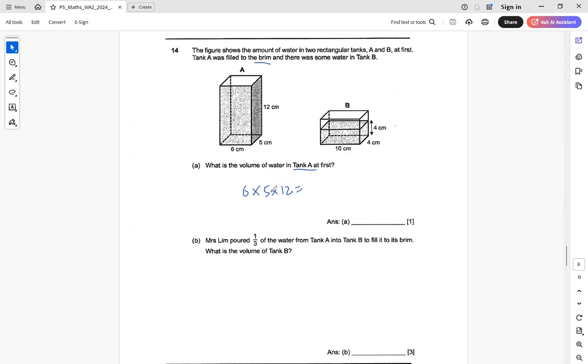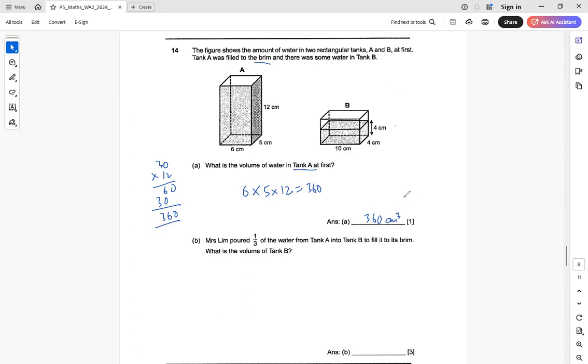Okay, 6 times 5 gives us 30. 30 times 12, this one we have to do our working. 0 times 2 is 0. 3 times 2 is 6. 0 times 1 is 0. 3 times 1 is 3. So you add this together, you will get 360 cubic centimeters. Remember your units, because for this one you have to write down your own units already.